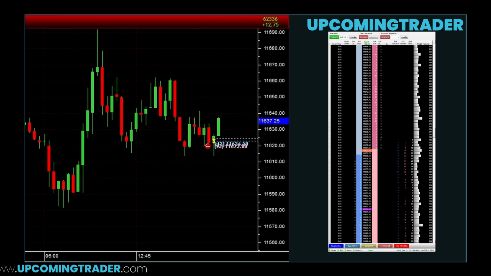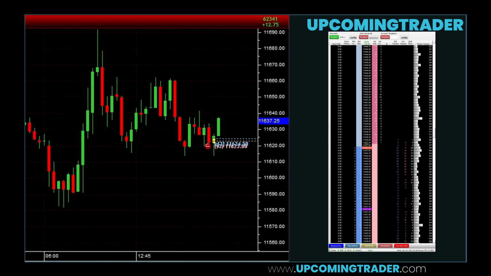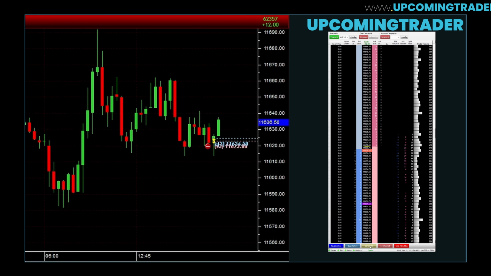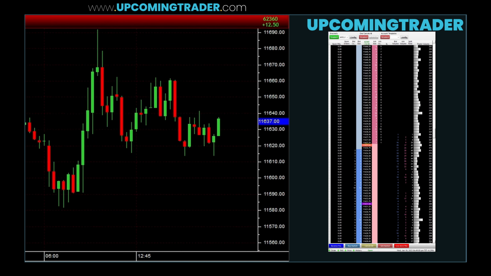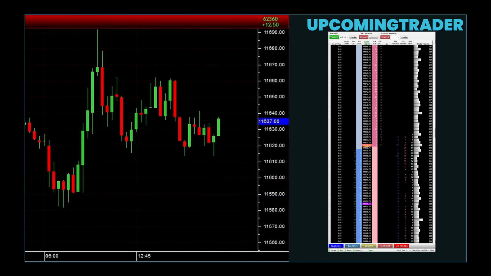Another useful strategy is to watch for what is called reversion to value. This happens when the price moves outside of the value area but eventually comes back inside. If that happens, there is a pretty good chance it will rotate back all the way through the value area. This gives you an opportunity to catch that movement back toward the middle.